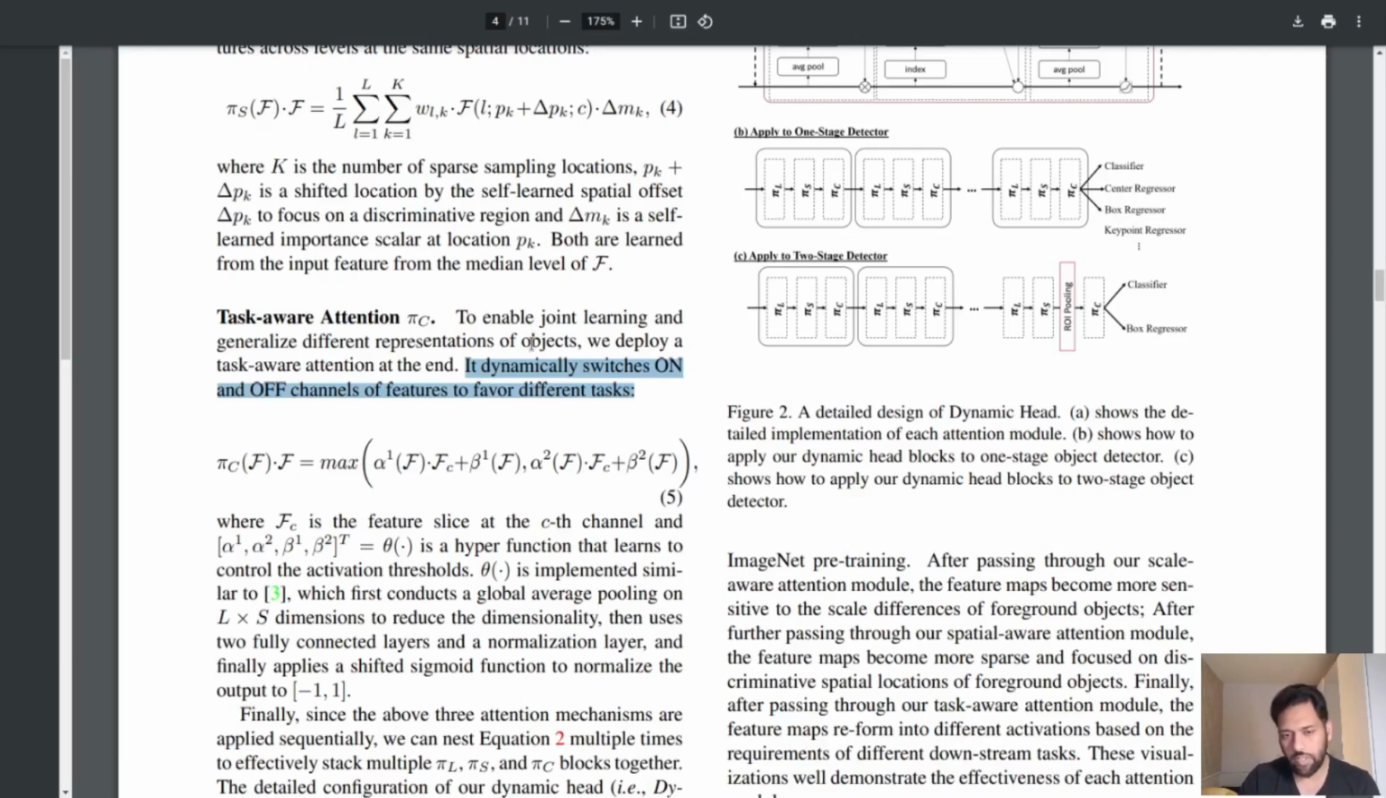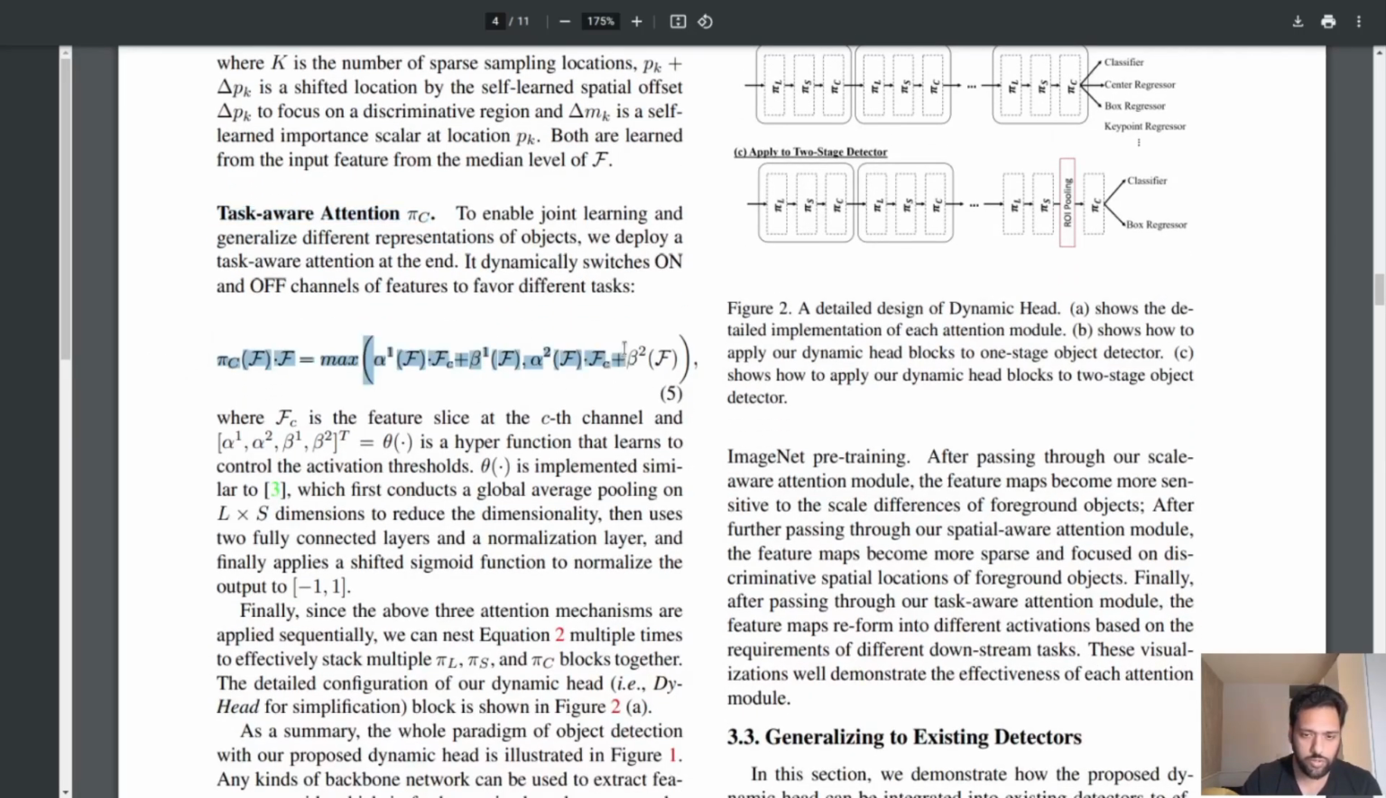So there are different kinds of tasks, and normally an object detector has different branches for all of these tasks. But the main idea is that if we have this task aware attention, you don't need different branches, and you can have this single dynamic head which does attention across all three levels, and just in the final stage you can have these different tasks without separate branches for all of them.